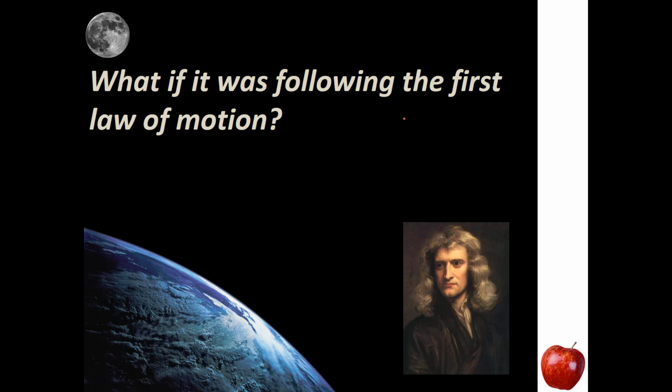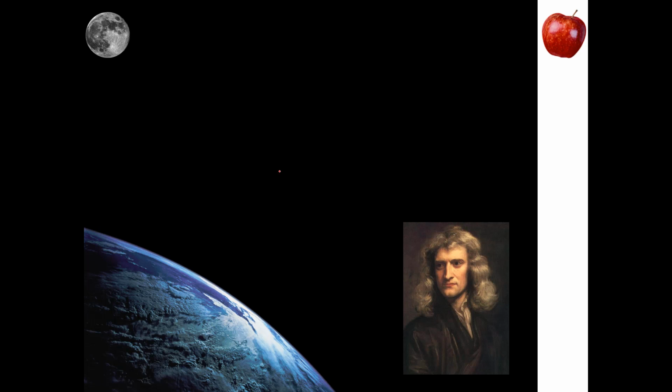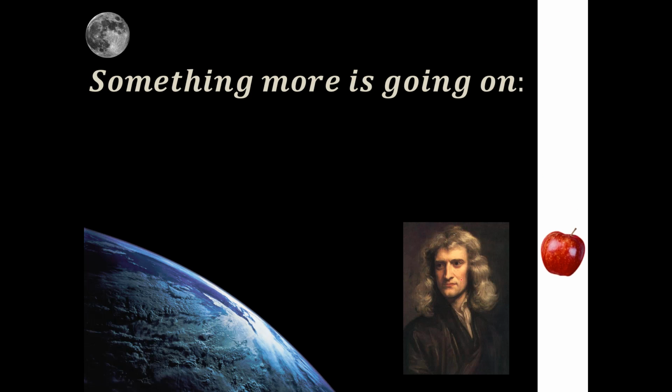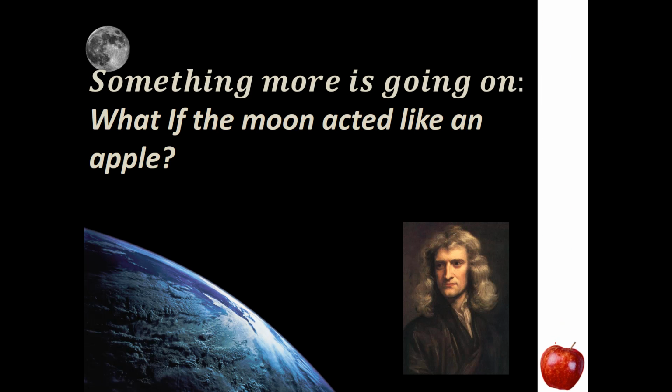If the moon followed the first law of motion, or inertia, it would just travel straight out of orbit, and it would just keep on going straight ahead. We'd lose our moon and we'd never see it again. And if it acted like an apple and fell to the ground, that would be devastating. That would destroy a lot of life. There'd be a lot of bad stuff going on. So that doesn't happen either.